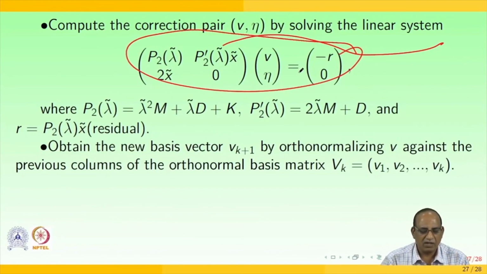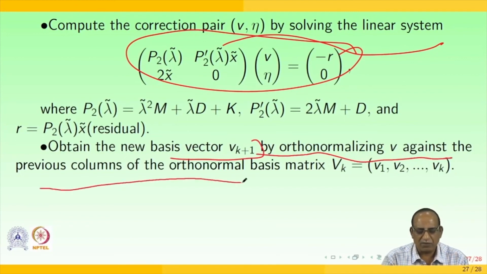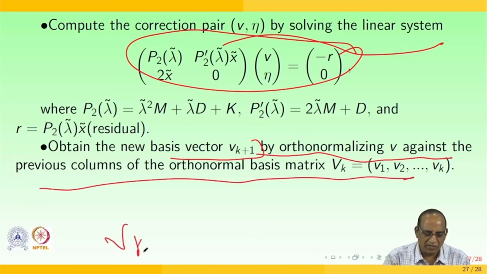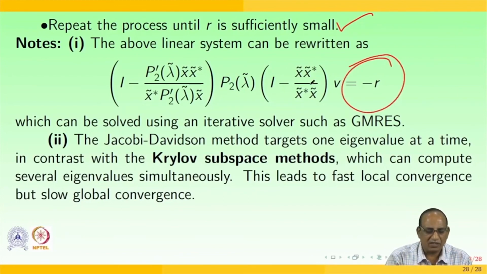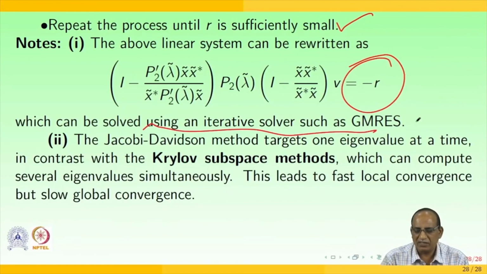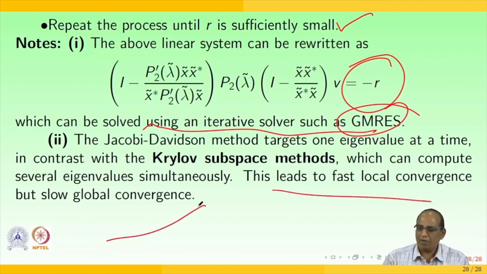You get it like this. Obtain the new basis vector V_k by orthonormalizing v against the previous columns of the orthonormal basis matrix, so that V_k is equal to V1, V2, up to V_k. Repeat the process until the residual r is sufficiently small. The above linear system can be written like this, with minus r on the right-hand side, which can be solved using an iterative solver such as GMRES. The Jacobi-Davidson method targets one eigenvalue at a time, in contrast with the Krylov subspace method, which can compute several eigenvalues simultaneously. This leads to local convergence.